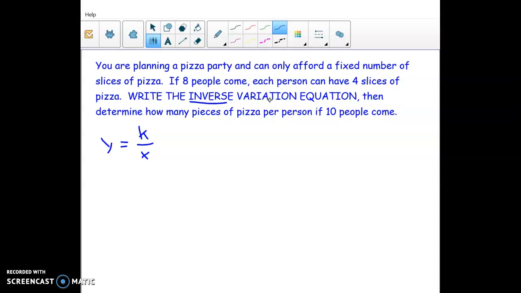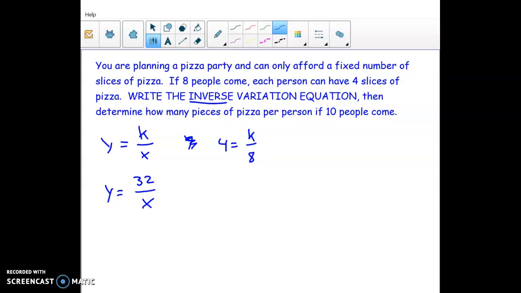So let's write the inverse equation right away. How many slices of pizza do we have? 8 people and they each get 4. Boom, that's 32. So you could do the equation almost mentally, where 32 is our fixed number, the constant k. I got that by multiplying the 8 and the 4. If you want to do the equation part, you get 4 pieces of pizza, divide the total pizza by 8 people, and then you'd multiply both sides by 8. That's how you get the 32.